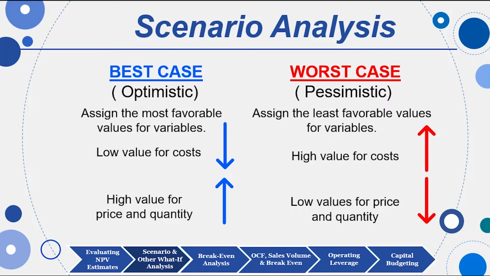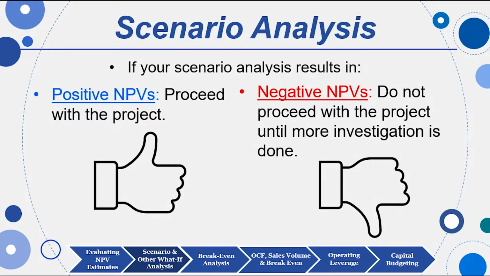In the best case, or the most optimistic case, your price and quantity go up and your costs go down. And the exact opposite in the worst case, smaller values, low values for price and quantity, and high values for cost. So this is when we know we're doing scenario analysis, when we have these words popping up: best case, worst case, base case. Once again, session 9 comes into play here.